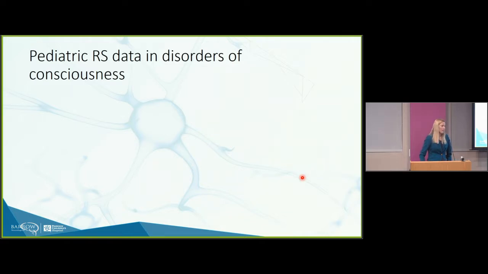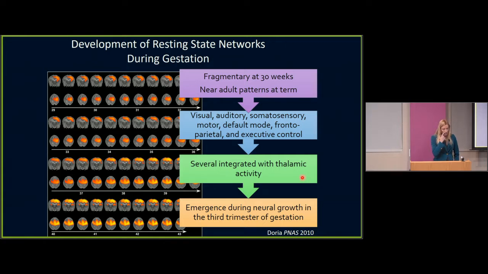Okay, so let's dive into the pediatric data. As I said, around 28 weeks of gestation, these major cortical networks become detectable. We know this because after babies were born prematurely, they were scanned and we detected their networks, we as in the scientific community. And by term, you can see fairly adult-looking networks, although they do develop over time, but they are detectable.